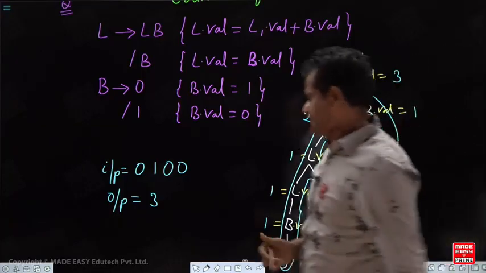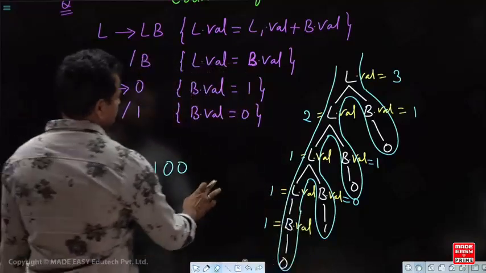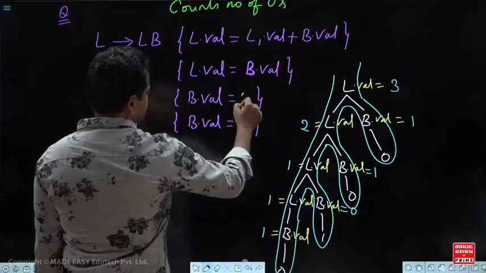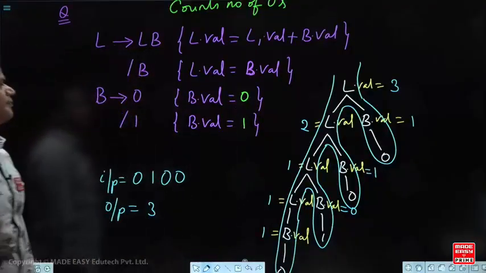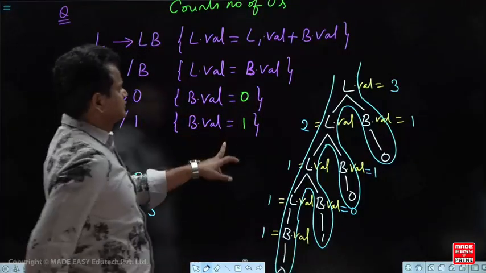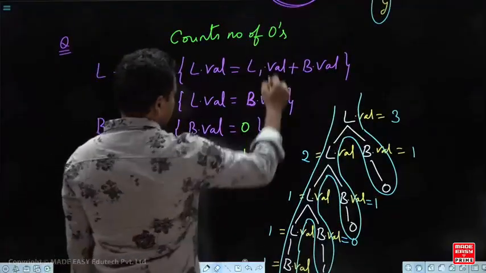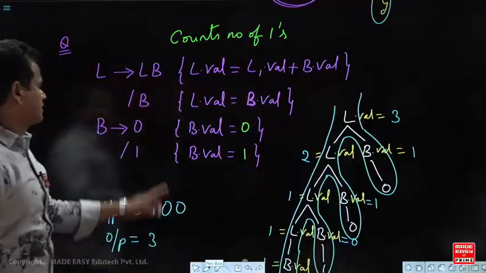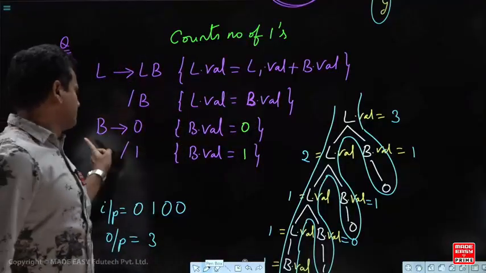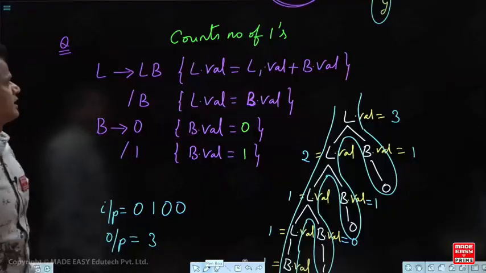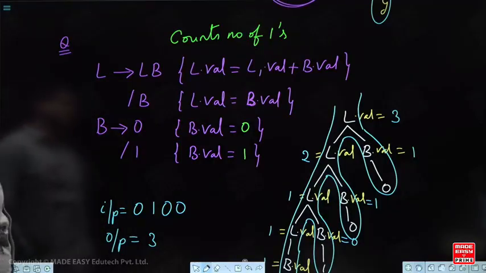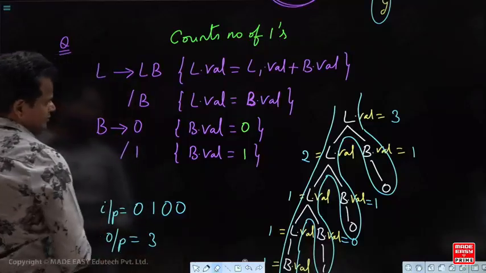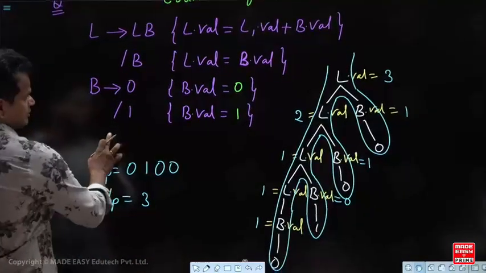Okay, now I do a small change. Suppose this is 0 and this is 1. Then this will be counting ones. B derives 0, B dot value equal to 0. B derives 1, B dot value equal to 1. This counts the number of ones. Okay. Next. Do you understand? Copy this one.